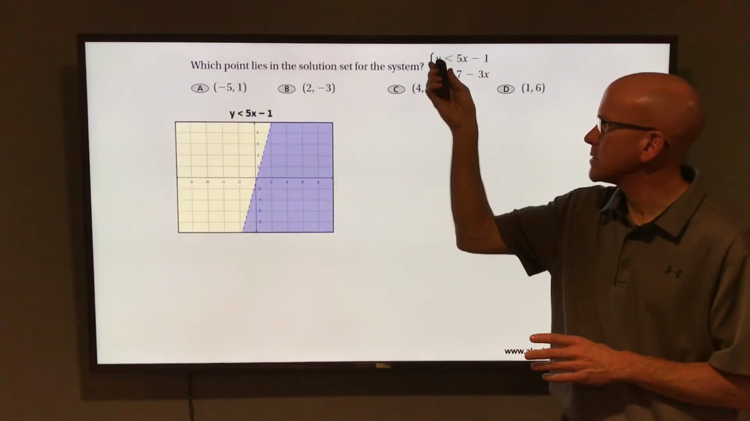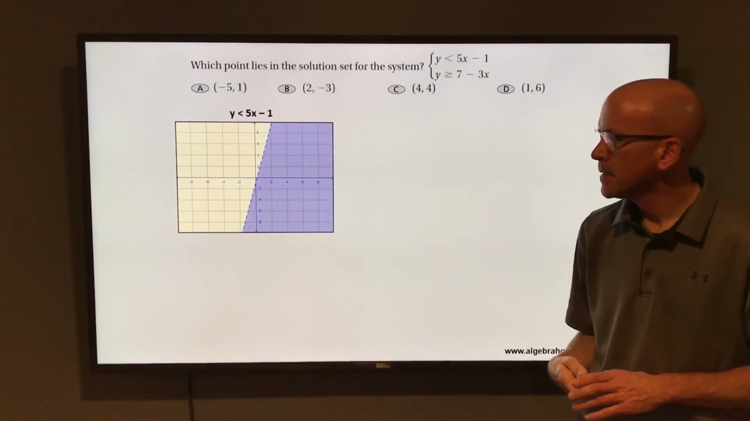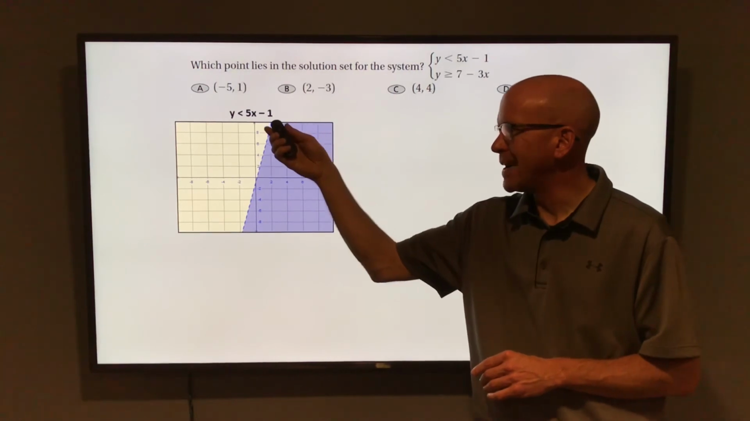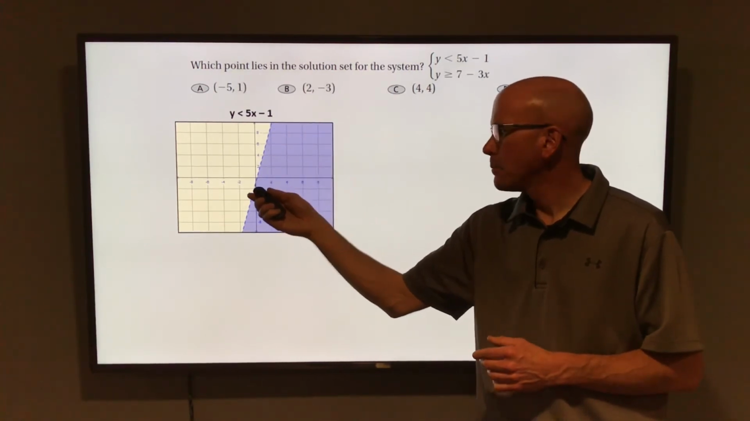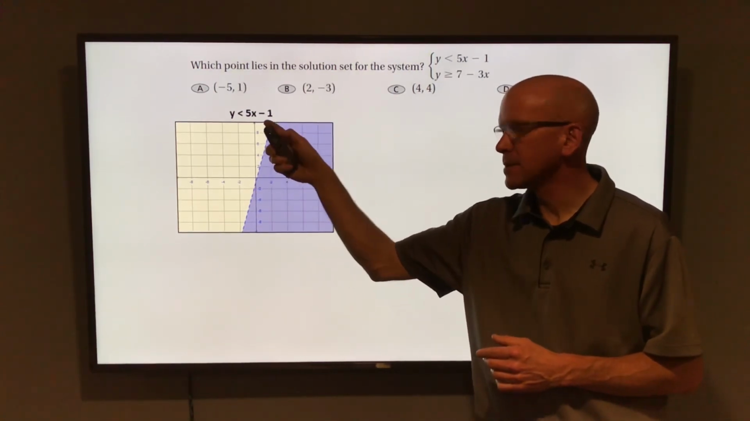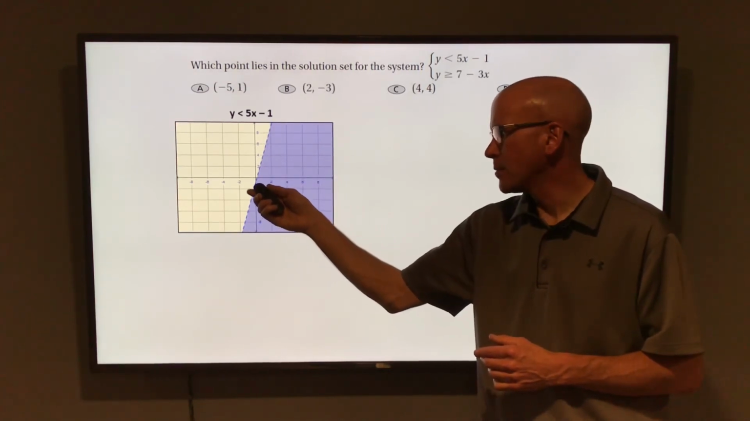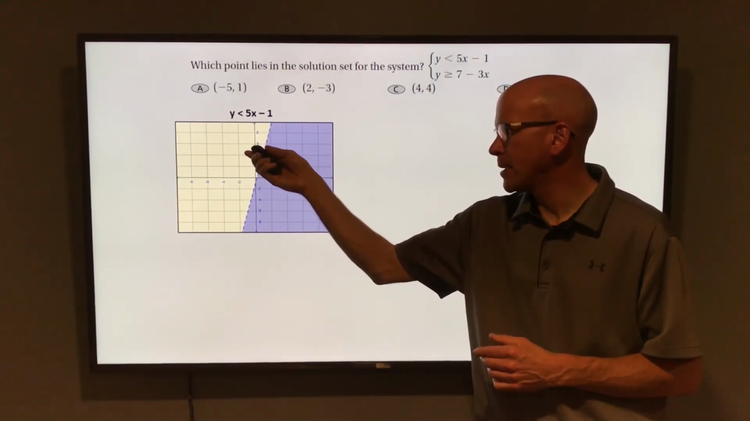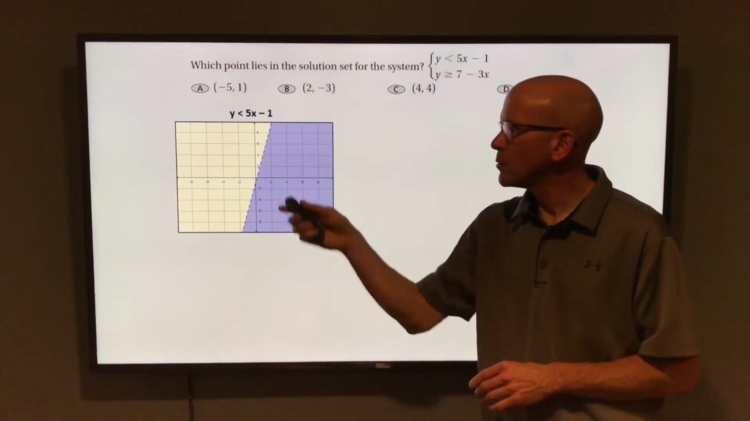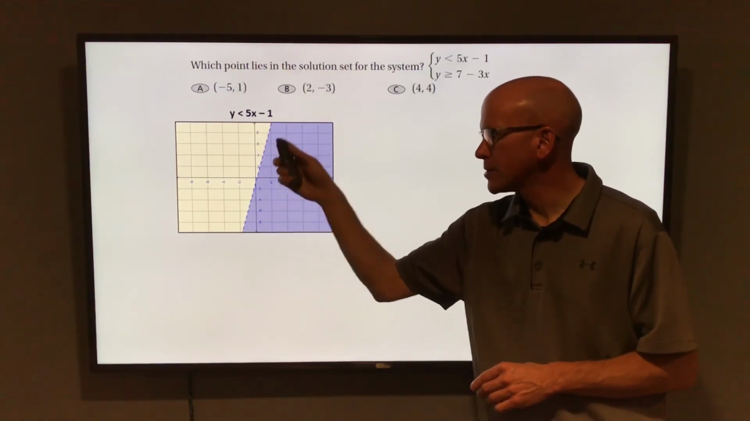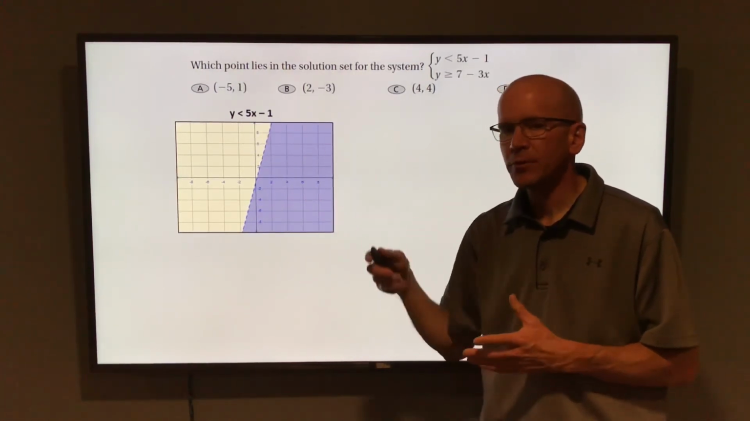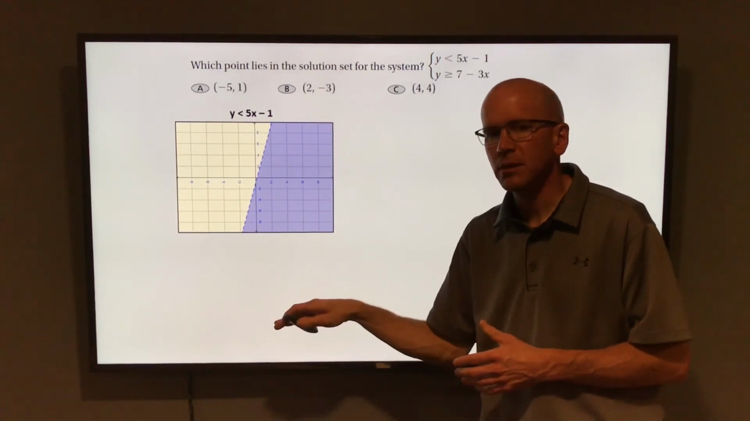I'm going to graph y is less than 5x minus 1. So to graph that, you graph the boundary line y equals 5x minus 1. Put a point at negative 1 on the y-axis, that is the y-intercept. And then from there, the slope is 5, so go up 5 and to the right 1, put another point. And we're drawing a dashed line through those 2 points because you have the less than sign. And with the less than sign, you shade all points below that dashed line.